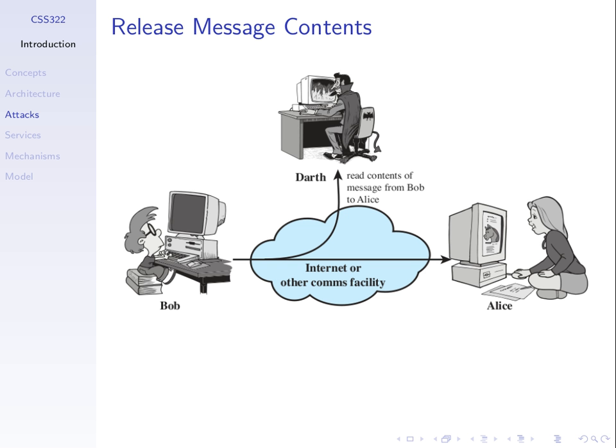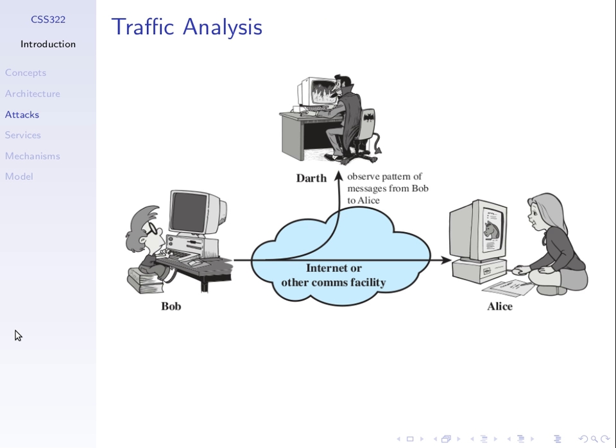Let's say we do use encryption. We encrypt the message. Another attack, a passive attack, is traffic analysis, where our malicious user, Darth, analyzes the information or the traffic going between the two users, and from that analysis can determine some useful information.